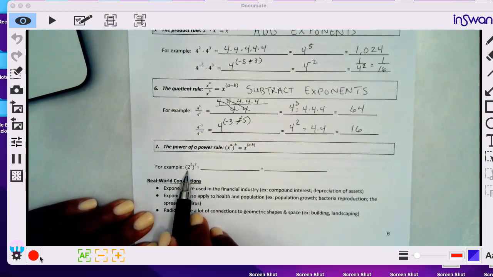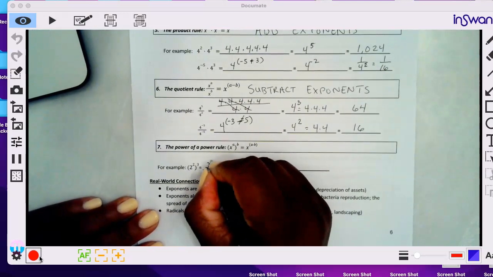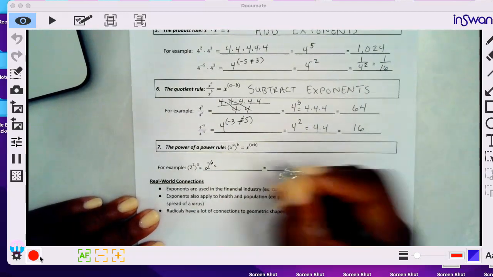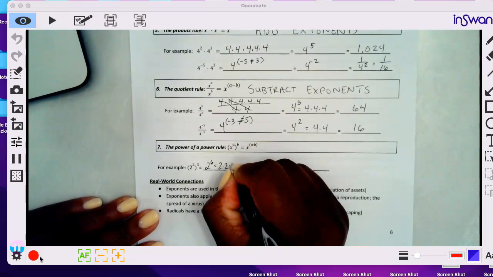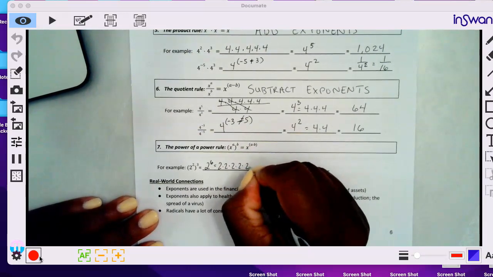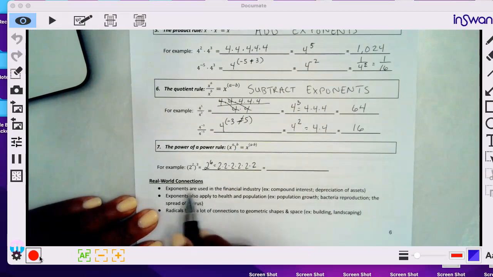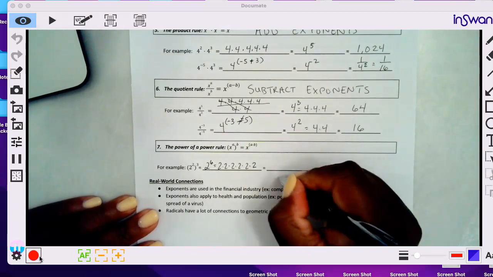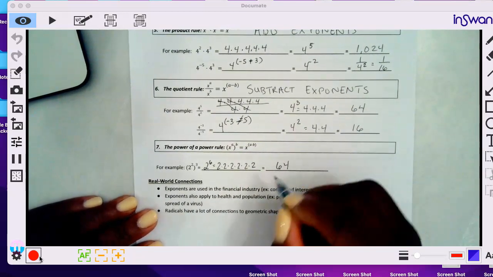For example, you have 2 to the 2nd power, all of that to the 3rd power. So here you're going to multiply the 2 and 3, which gives you 2 to the 6th power, which equals 2 times 2 times 2 times 2 times 2 times 2. That should be 6 twos, and all of that should multiply to 64.